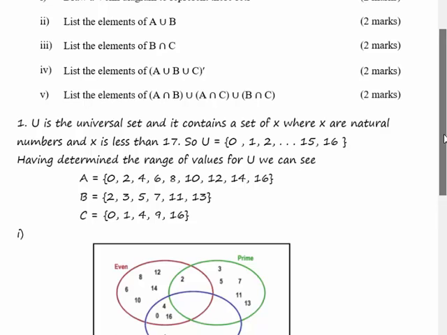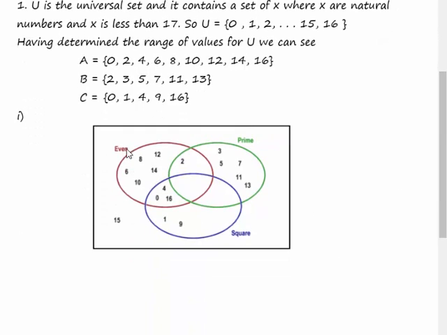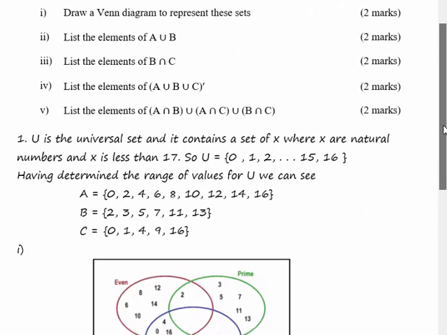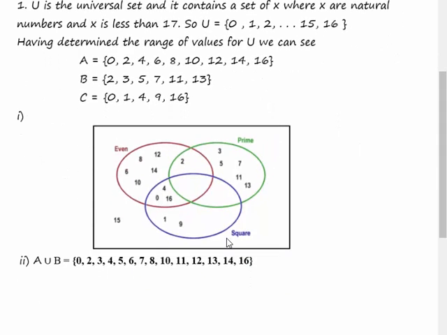Part 2. List the elements of A union B. Even numbers are A, prime numbers are B, so the union of these two are that group there, which is all of the numbers except for 1, 9 and 15. Part 3. List the elements of B intersect C. B are the prime numbers, C are the square numbers, so the intersect of the two is that area there. And as you can see, there's nothing in it, so that's the null set.